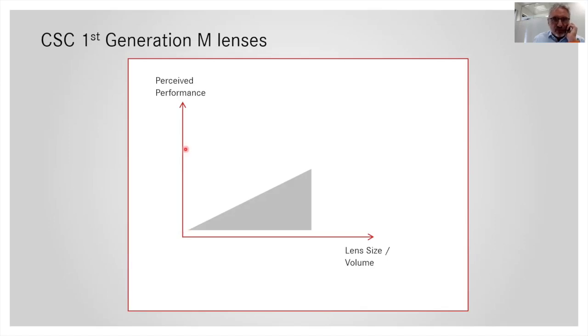Here is perceived performance, and here is the size of the lens. And there is a simple routine. If you want to improve the performance of a lens, you can enlarge the system, and then you can improve the performance. But without enlarging the lens, it's very hard to improve the performance, and here are the limits. This was state of the art at that time, and in principle, here was a limit at that time due to the number of lens elements you can use.